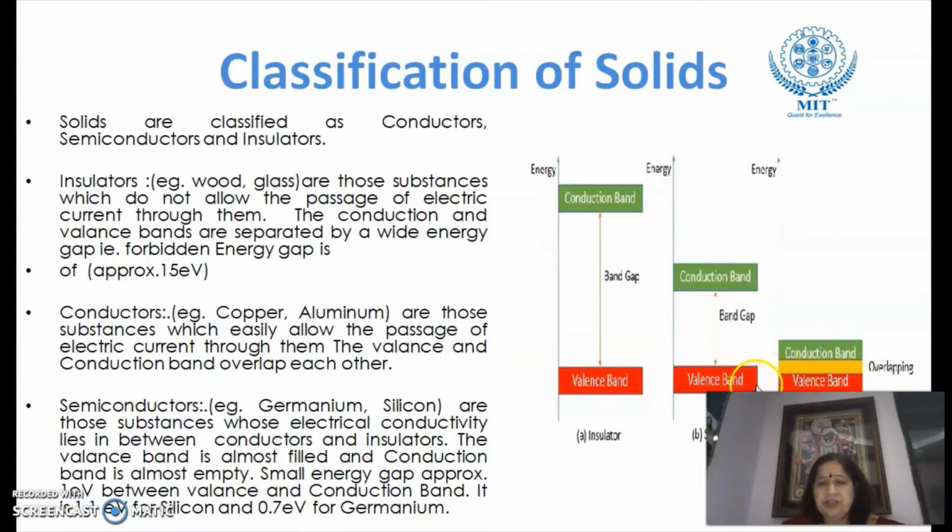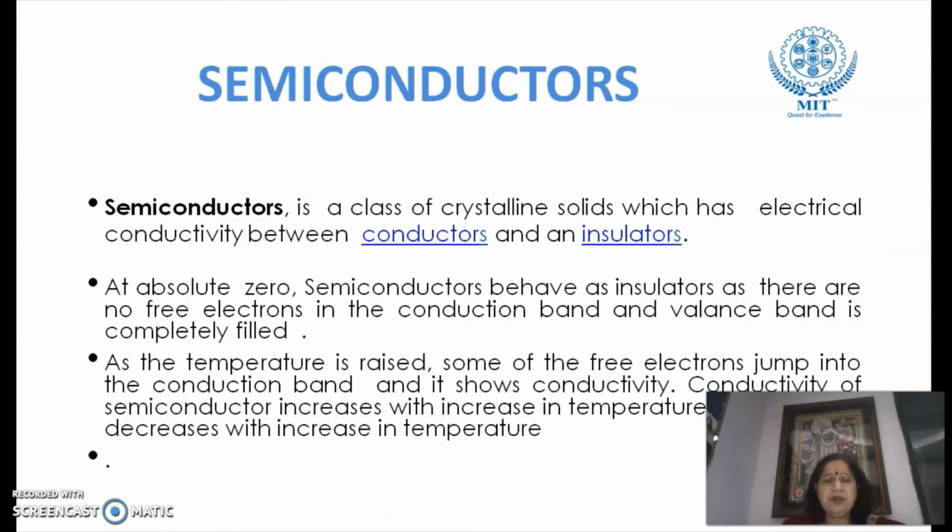For semiconductors, we have the valence band and the conduction band, but the energy gap, which is also called the forbidden energy gap, is quite small compared to insulators. It is about 1 electron volt. For germanium, it is 0.7 electron volts, whereas for silicon, it is 1.1 electron volt, which are the two commonly used semiconductors.